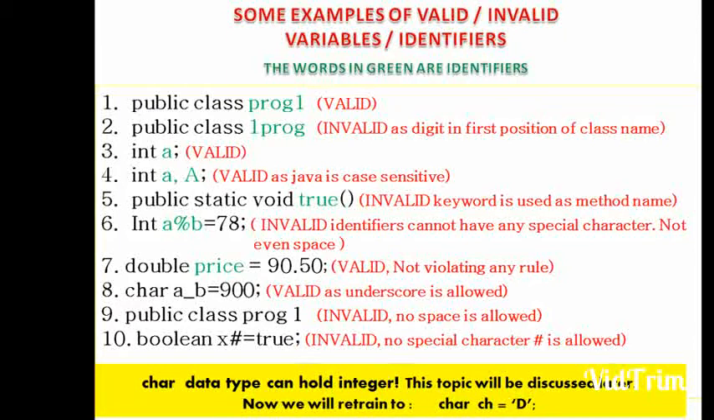Int a, you are perfectly okay. So this is a valid statement. Int a comma capital A. Yes, this is also valid. Why? Because to Java, small a and capital A are different. Java is case sensitive. Fifth one, public static void true. This is a method name which is invalid. Why? Because true is a keyword, that is a Boolean constant.